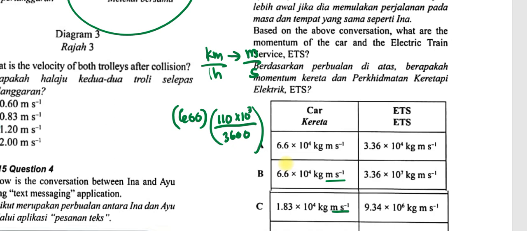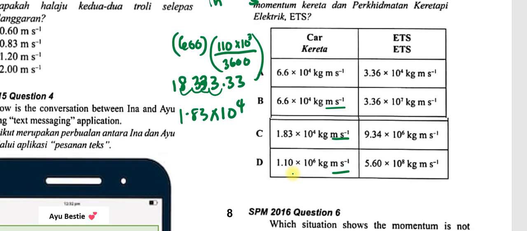And the answer is 1833.33, something like that. So change it to standard form: 1, 2, 3, 4. So 1.83 times 10 to the power of 4 kg m s^-1. So the answer is obtained. You find one, you already get the answer.